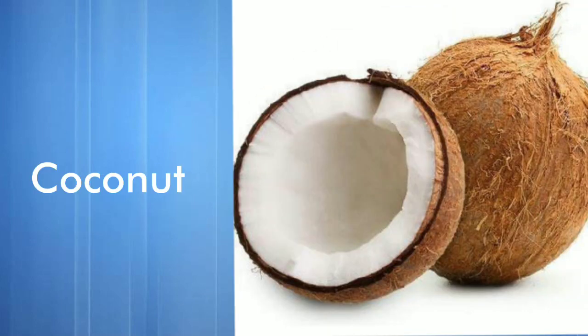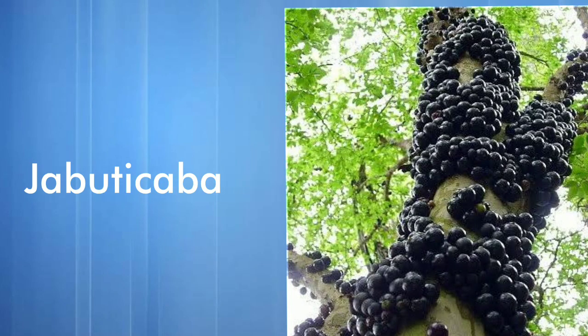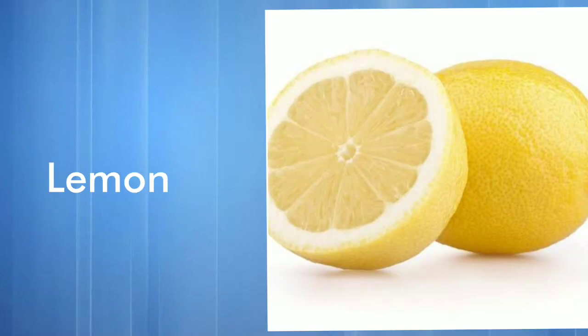Next we have coconut. It's a coconut. What is it? It is also healthy for body. Next we have cloudberry. It's a cloudberry. What is it? Next we have zabuticaba. It's a zabuticaba. What is it? Next we have lemon. It's a lemon. What is it?